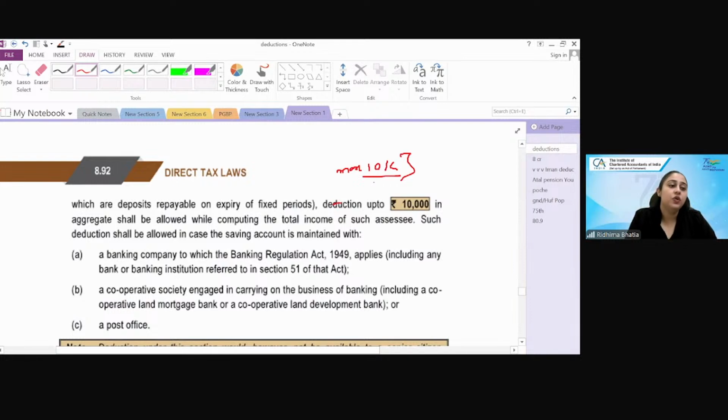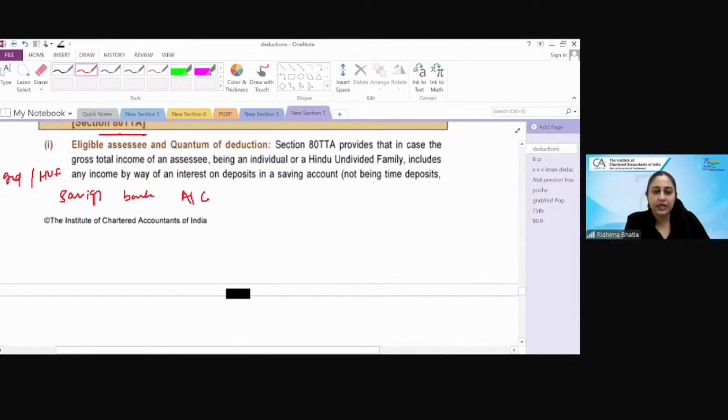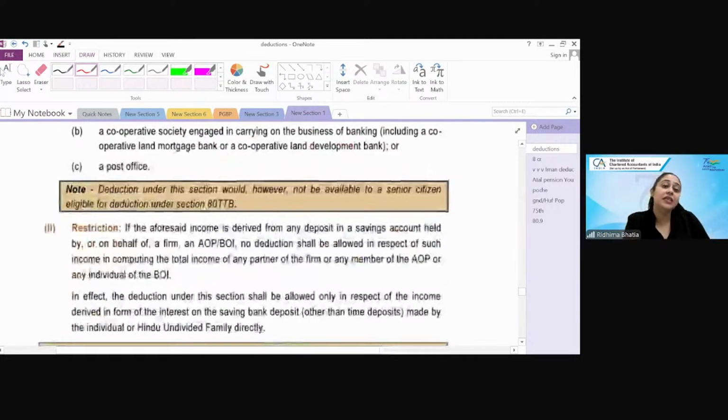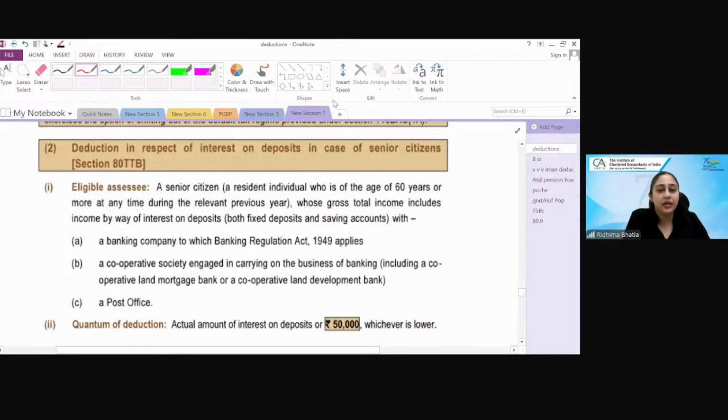But if you are a resident senior citizen, 80TTA is not for you. Why? Because 80TTB is there. 80TTB is there for interest on deposits in case of a senior citizen. So naturally, this is not for HUF. This is only for an individual who is a resident senior citizen. He will get a deduction under 80TTB.